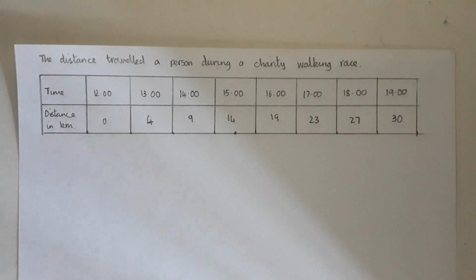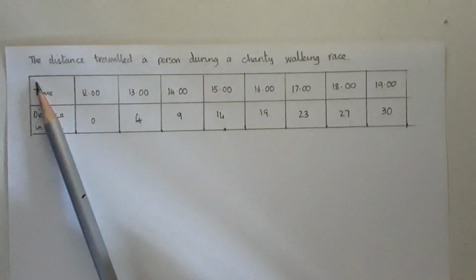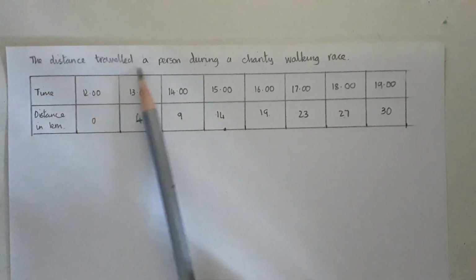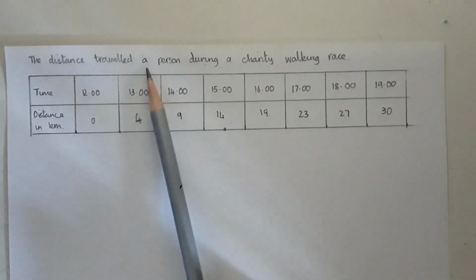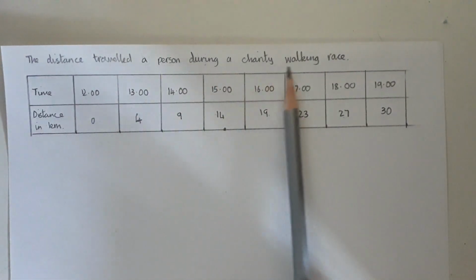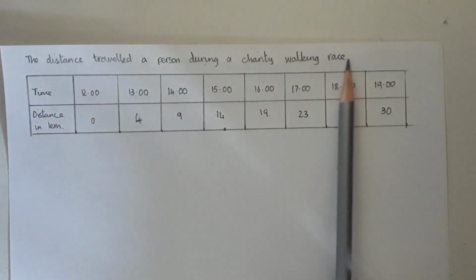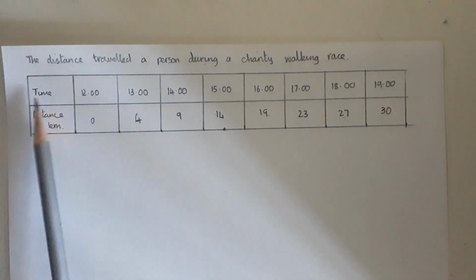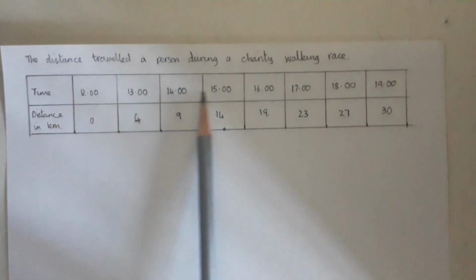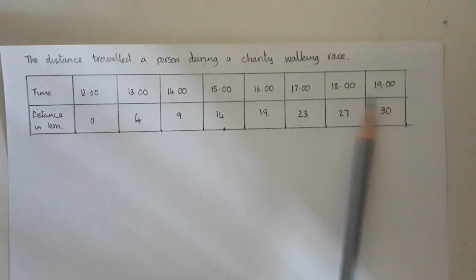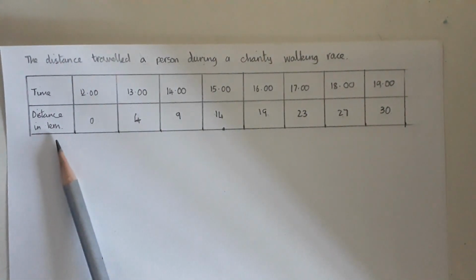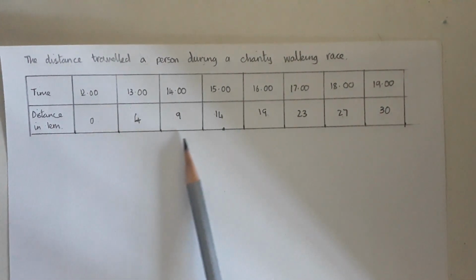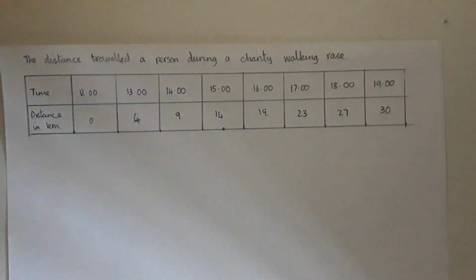Okay, so this is the data that we're going to plot on a line graph. I've just made it up. The table shows the distance travelled by a person during a charity walking race. The first row shows the time, going up, and the second row shows the distance they walked in kilometres.